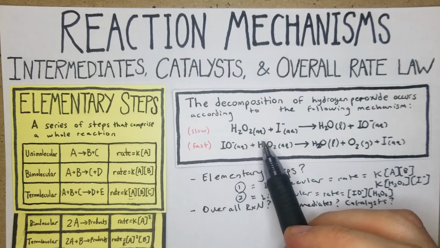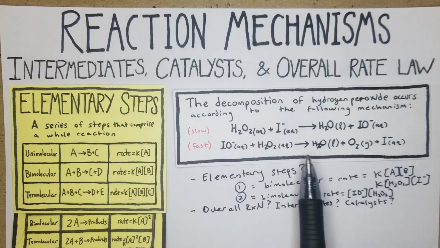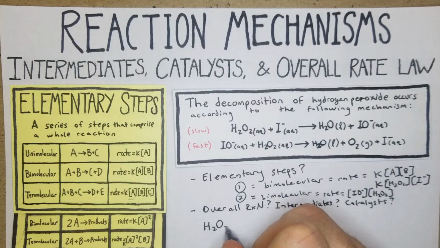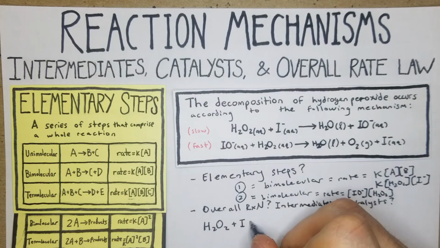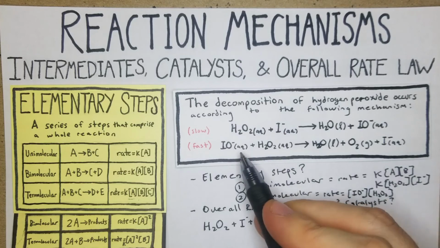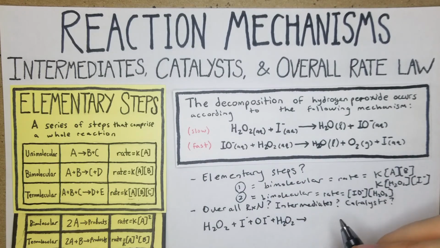So what I like to do is just imagine a line down the middle here, add up everything on one side, add up everything on the other side. So what I'll do is start going literally left to right chronologically. H2O2 plus I- plus IO- plus H2O2 yields, so it's like all the reactants yielding all the products essentially, H2O plus IO- plus H2O plus O2 plus I-. So now we have that.